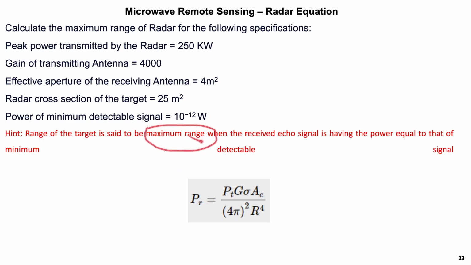So how far your radar will be able to detect if some object is present, how far that object can be. So here power of the minimum detectable signal is given. So your range of the target will be at the maximum range when your radar is able to detect the minimum amount of energy. So there will be a threshold that will be set beyond which we will not be able to recognize anything. So we will solve this problem.